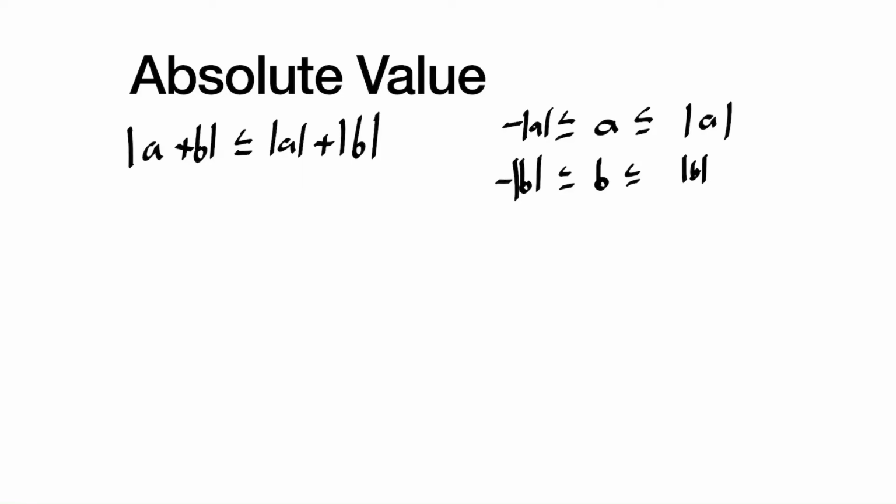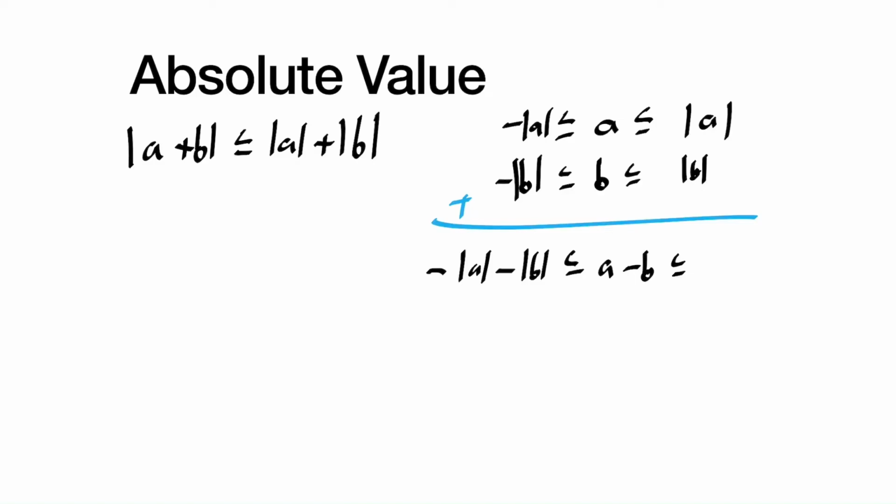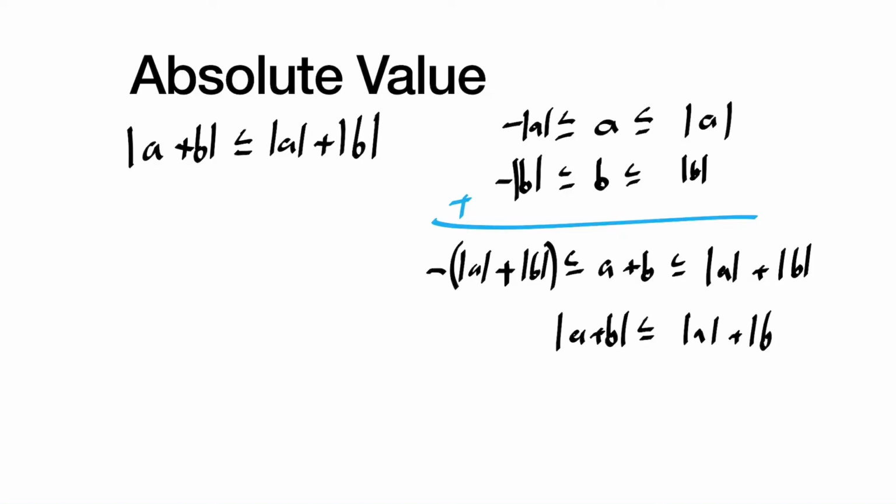Now, if you look really closely, you'll see that we can take these two lines and just add them together, and then we get the inequality that we want. So we've got negative absolute value of A minus absolute value of B is less than or equal to A plus B, which is less than or equal to the absolute value of A plus the absolute value of B. And this side over here, if I factor out my negative sign, is just negative the absolute value of A plus B. So this means the absolute value of A plus B is less than or equal to the absolute value of A plus the absolute value of B.